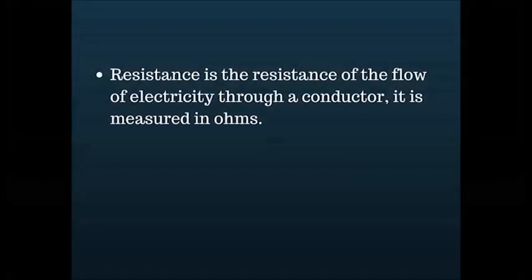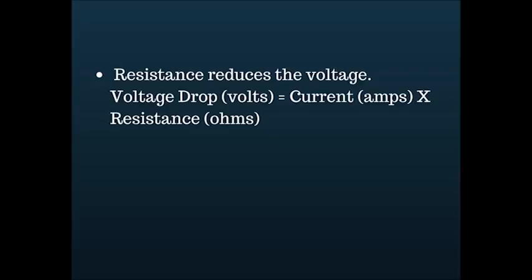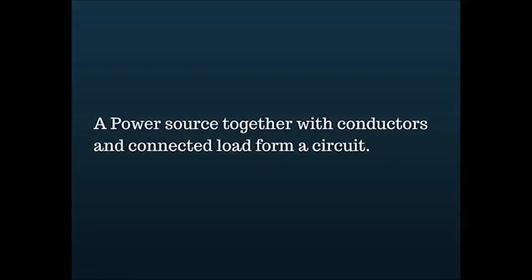Resistance refers to the resistance to the flow of electricity through a conductor. It is measured in ohms. Resistance reduces the voltage. Referring again to a water hose, an increase in the pressure causes the flow to increase, but getting a kink in the hose, increasing the resistance, will cause the flow to decrease. Voltage drop in a circuit is calculated by multiplying current and resistance. The relationship between voltage, current, and resistance is described by Ohm's law.